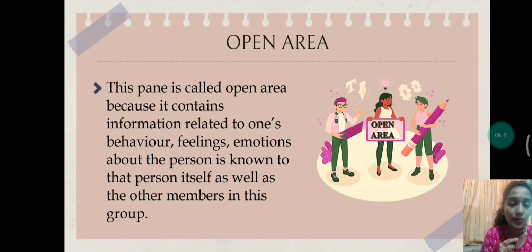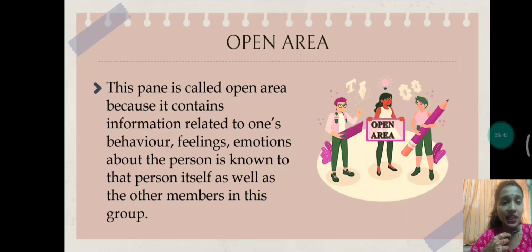They like to be open, they don't want to be hidden people, they don't want to get isolated. They like to get more involved in groups. Okay, to improve the open area, if you're lacking in it, you should first reduce the three areas which we discussed previously: the blind, hidden and unknown.